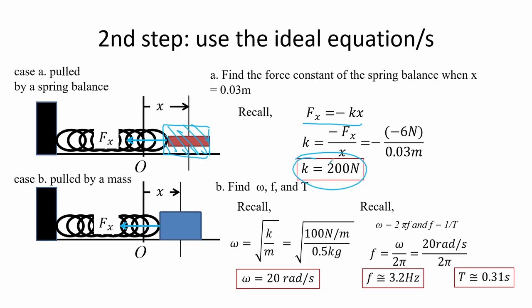For letter B, we find the angular frequency and period. We recall the expression of angular frequency, which is equal to the square root of the ratio k over m. We get that the angular frequency is equal to 20 radians per second. For the frequency, it is equal to the angular frequency over 2 pi. We see that it is about 3.2 Hz, and for the period, which is just inversely proportional to frequency, we get T is about 0.31 seconds.